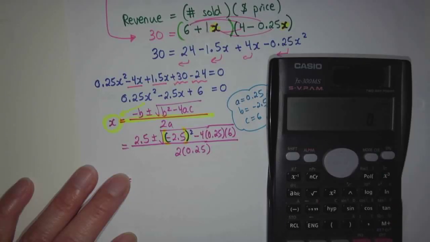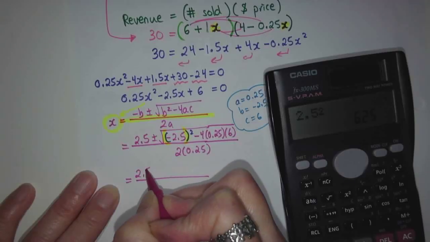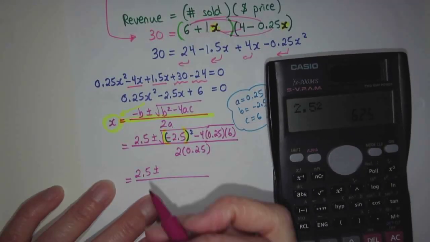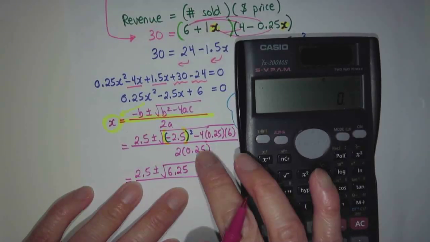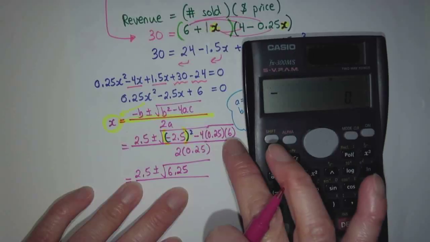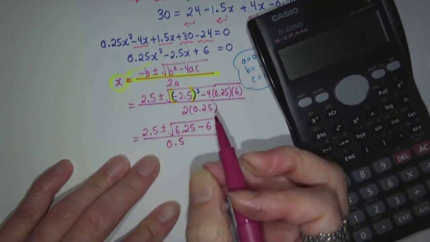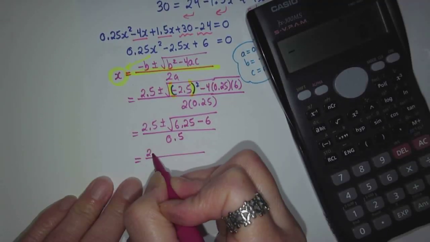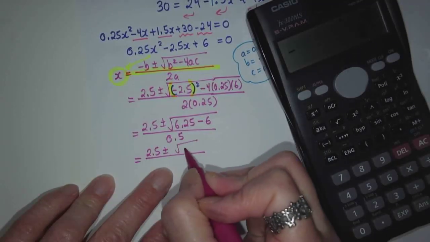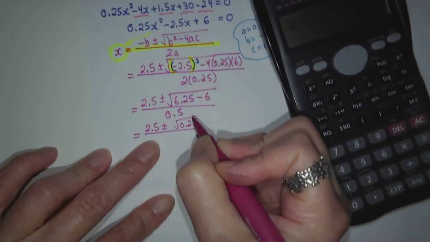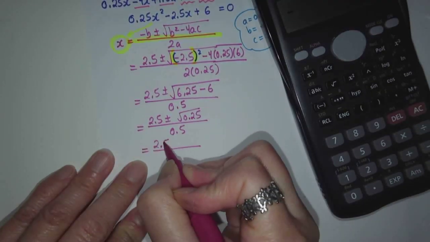Then we get negative 2.5 squared, which is 6.25, so 2.5 plus or minus the square root of 6.25. And 4 times 0.25 is 1, times 6 would be minus 6. And the bottom would be 0.5. Okay, keep going. 2.5 plus or minus the square root of 6.25 minus 6, which is 0.25. I know that the square root of 0.25 is 0.5.